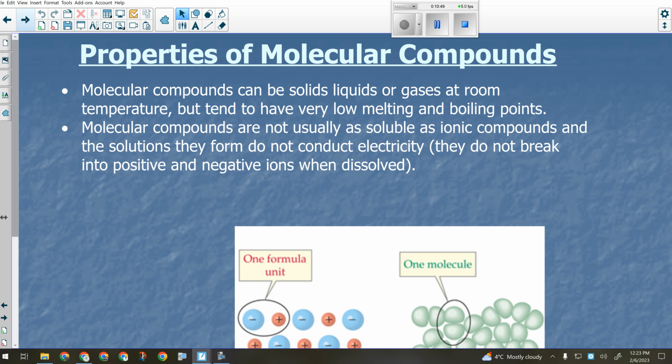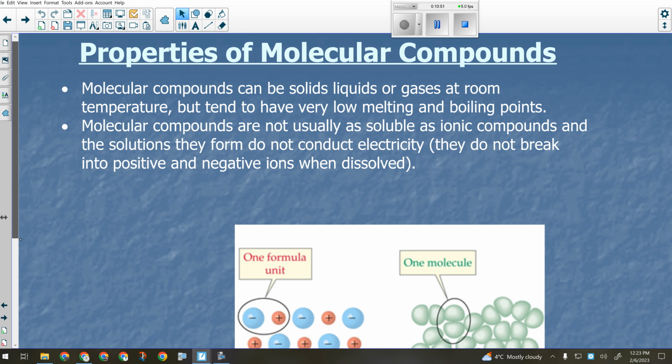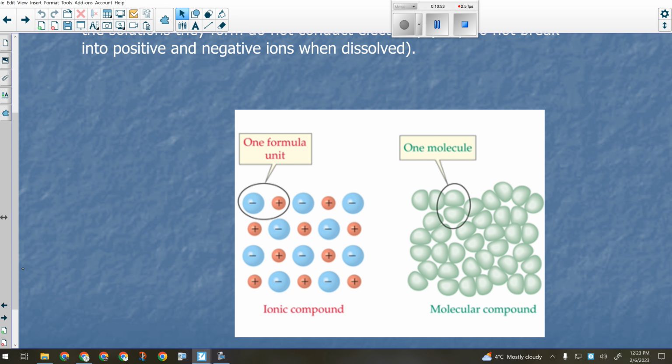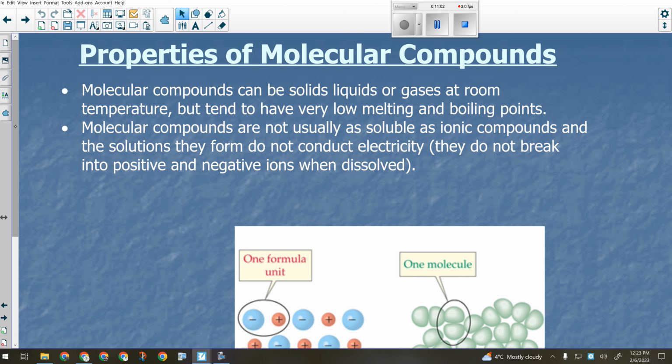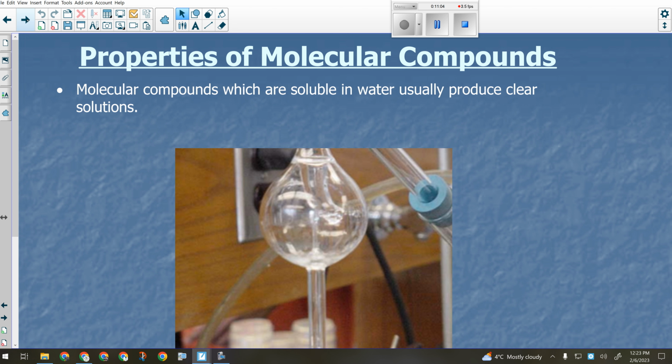All right, so like we were saying here, molecular compounds don't break up into charged particles, whereas ionic compounds will, and that's why they conduct electricity, but molecular compounds do not. And molecular compounds, when they're soluble, typically create clear solutions. There really are not as many brightly colored organic or molecular compounds, and they're typically just going to be clear.